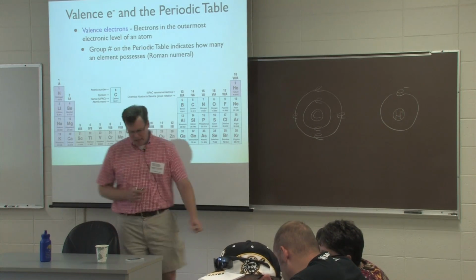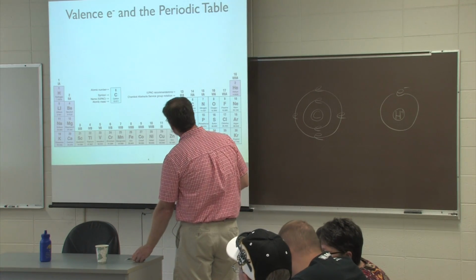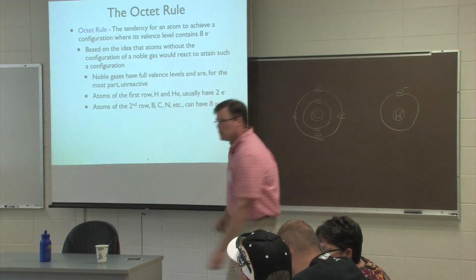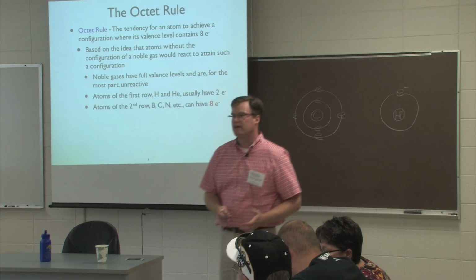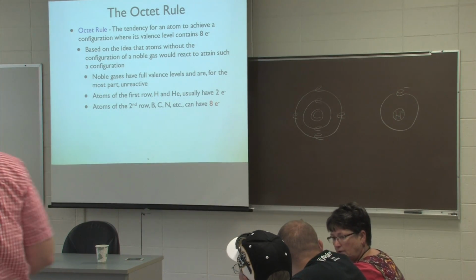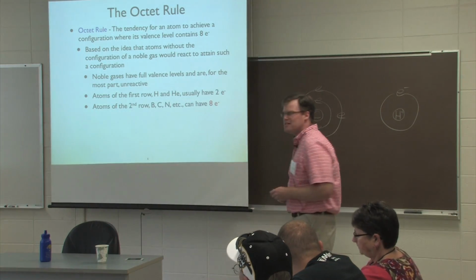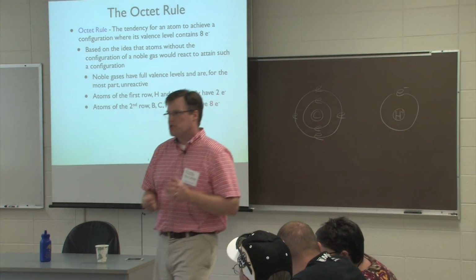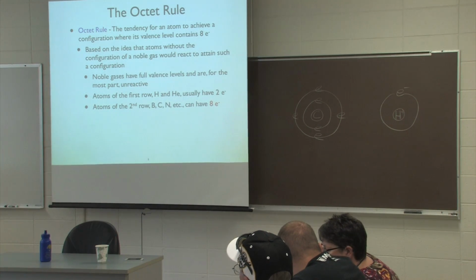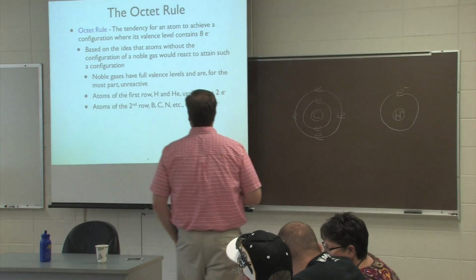All right. Let's talk about the octet rule. Okay, we're good with the concept of valence electrons. The octet rule is a rule that says that the tendency of an atom to achieve a configuration wherein it has 8 electrons is going to lead to a stable system. So that's called the octet rule.